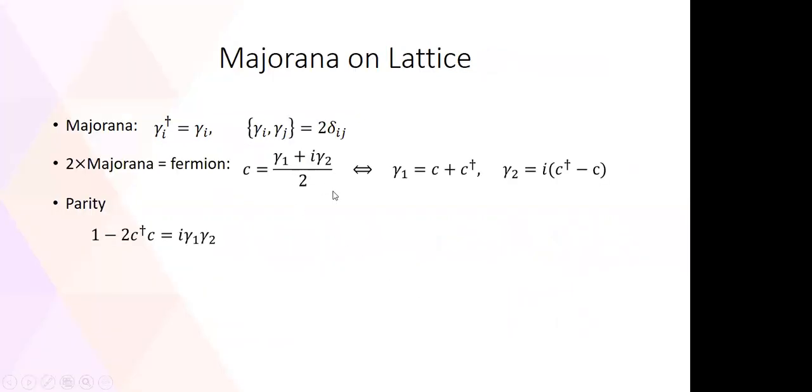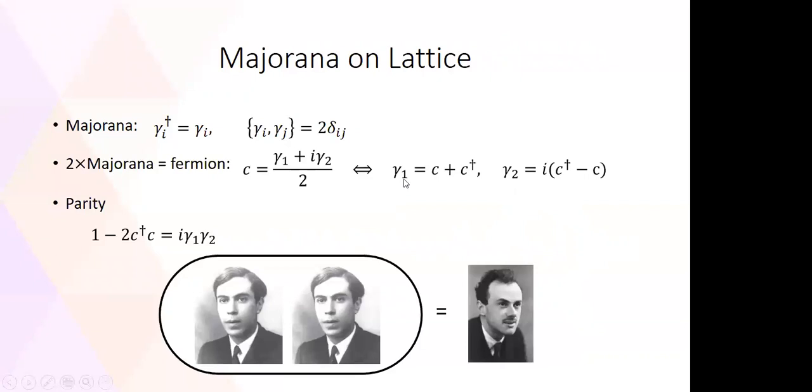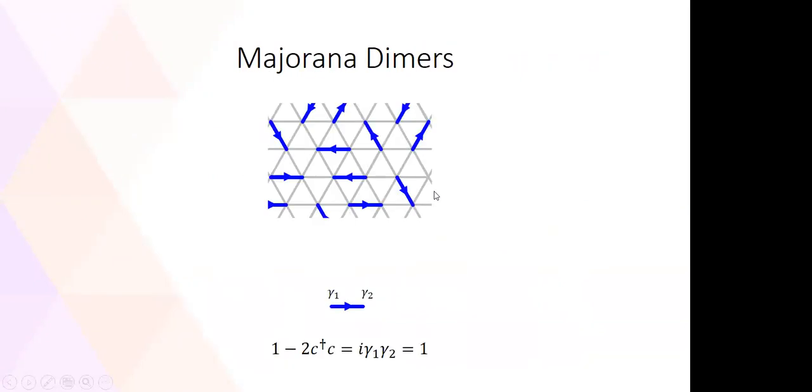Okay, so let's dive right into it. So Majoranas, this is just a brief reminder. They are Hermitian. They obey the Clifford algebra. Two Majoranas make one fermion. These are the equations, and you can think of the occupation of this fermion, the parity of the occupation of a fermion, as given by this operator combination. And I can summarize all of this in the following equation.